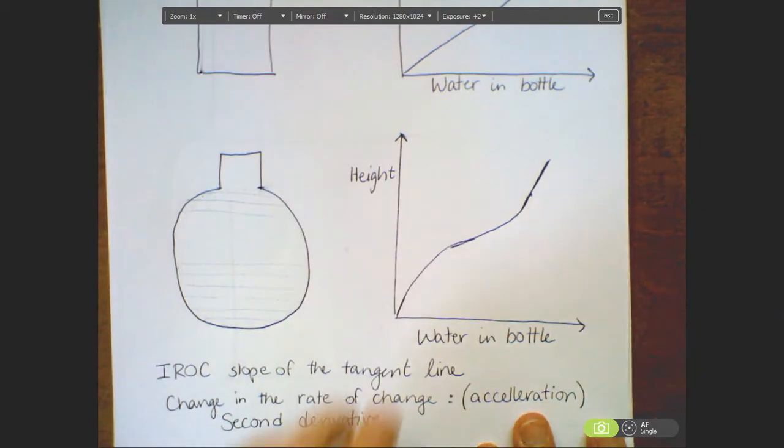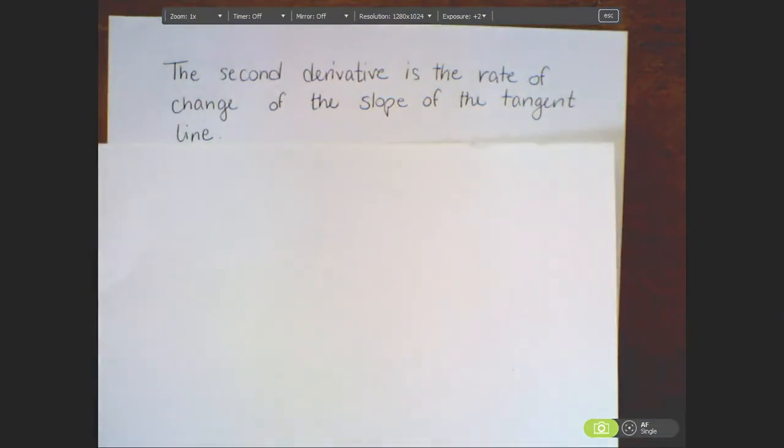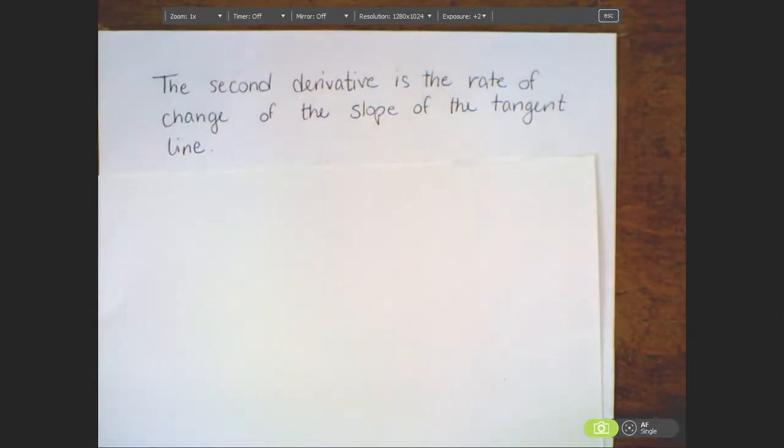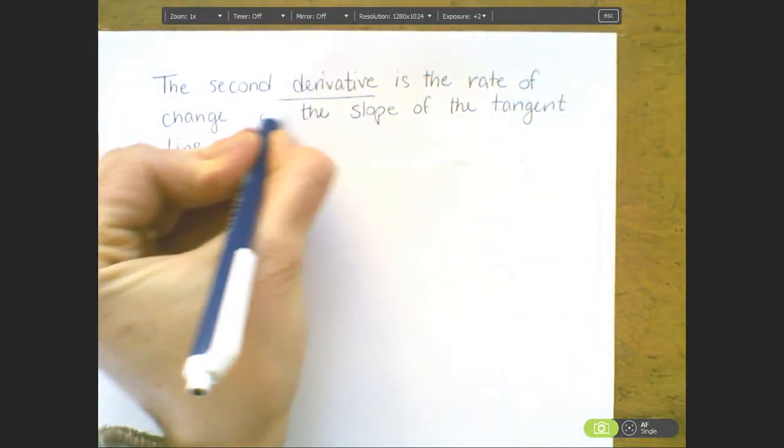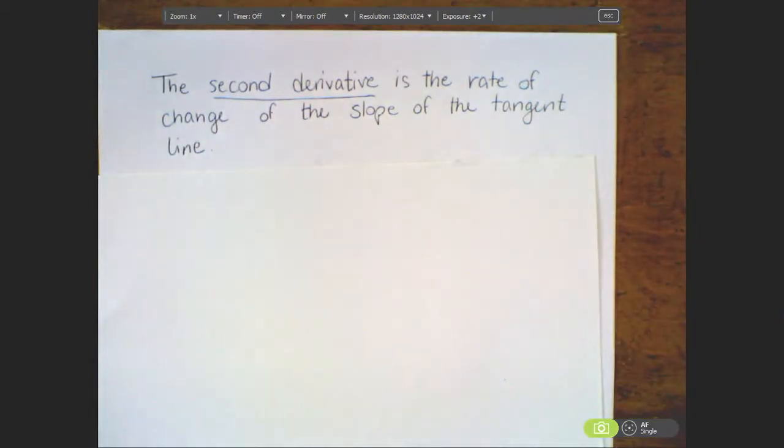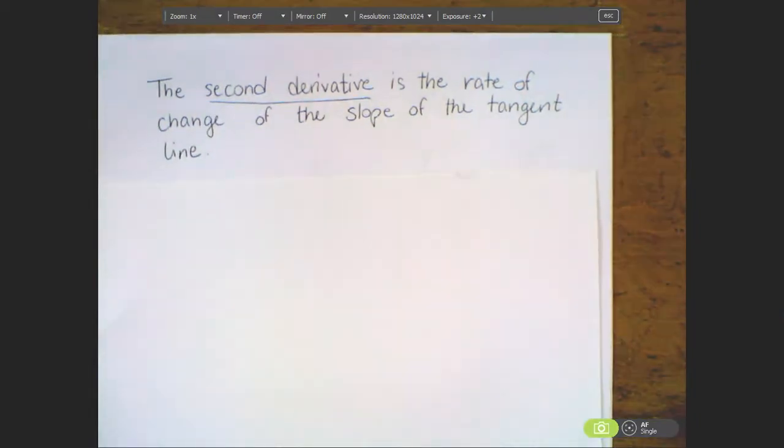So let's summarize what I just said in a sentence. We say that the second derivative is the rate of change of the slope of the tangent line. And we can think of this graphically in a couple of different ways.